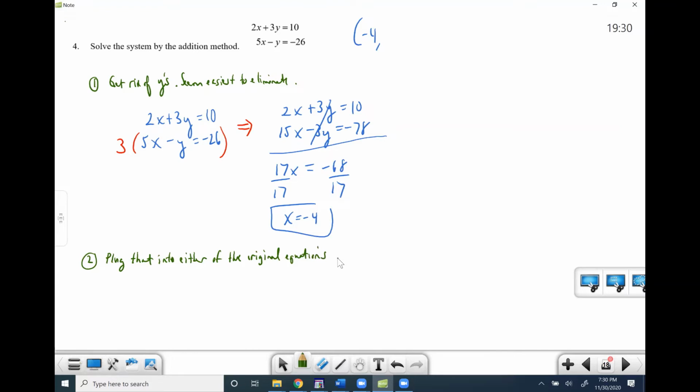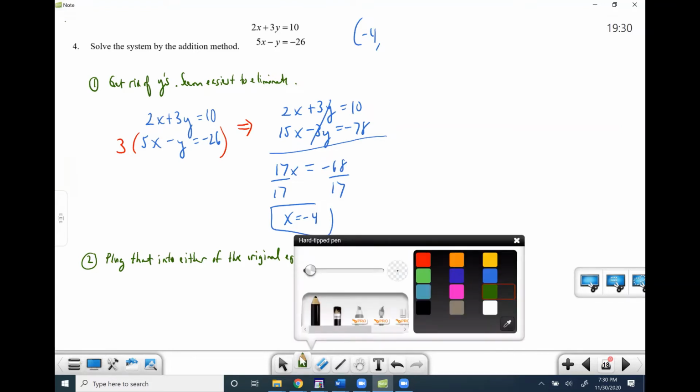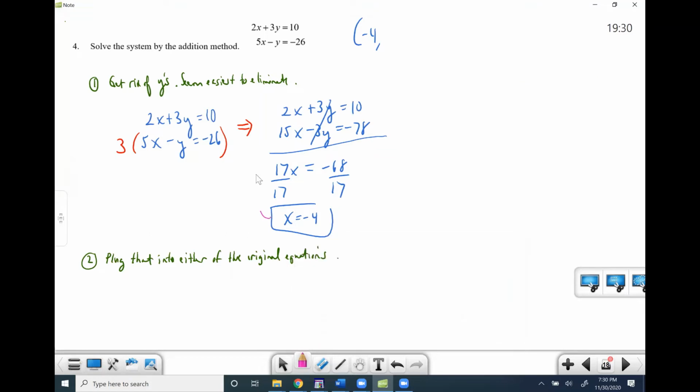So you just kind of look and go, well, which one do I think seems the easiest? You know, it's the name of the game, man, trying to make your life easy. I'd say probably the bottom one, but it doesn't matter. They both look pretty easy. Actually, maybe the top one, I don't know. They're both so easy, I don't even care. Okay, so let's say we plug it into the bottom one. So we have 5x, but x is -4, minus y equals -26. So we have -20 minus y equals -26.